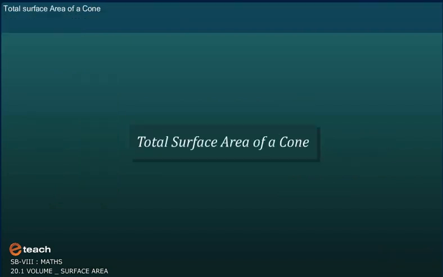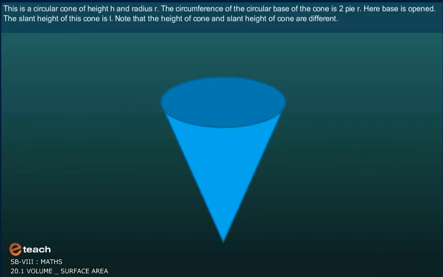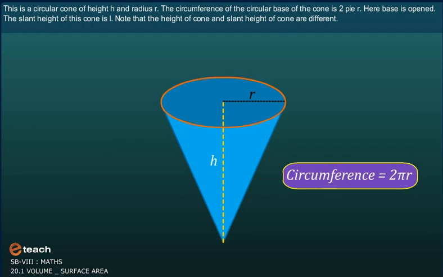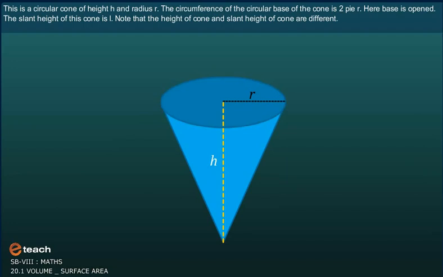Total surface area of a cone. This is a circular cone of height h and radius r. The circumference of the circular base of the cone is 2 pi r. Here, the base is open. The slant height of this cone is L. Note that the height of the cone and the slant height of a cone are different.